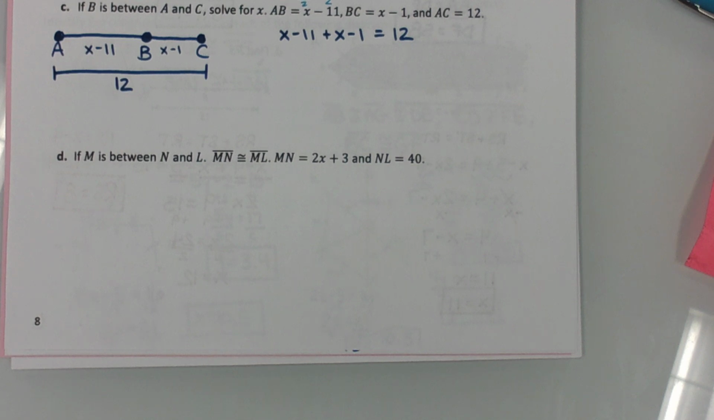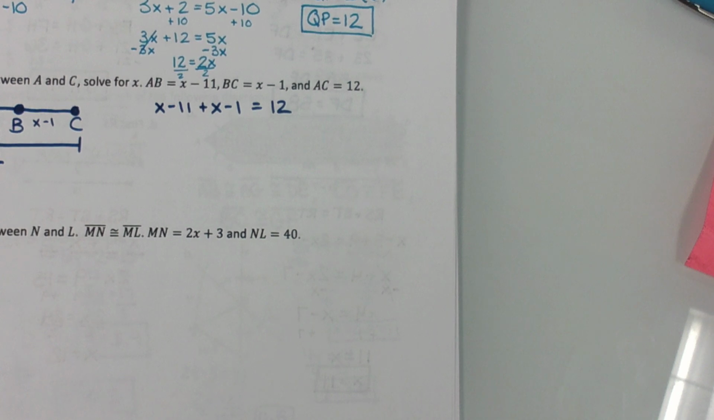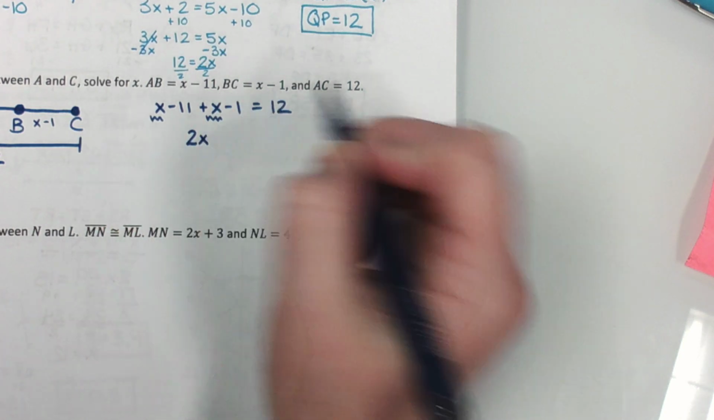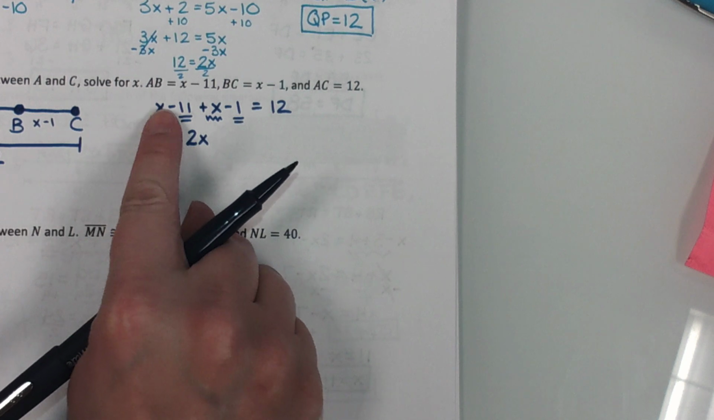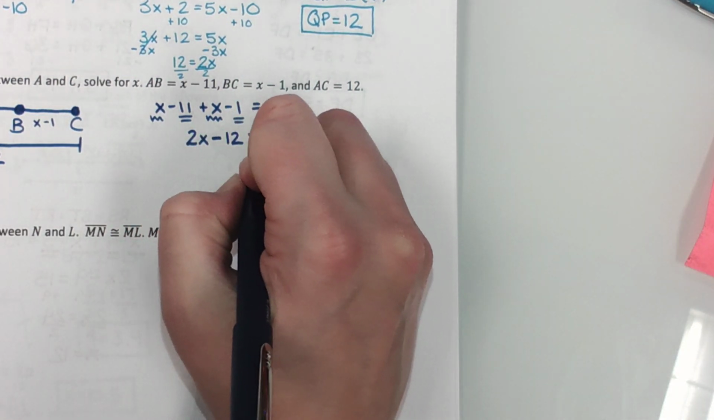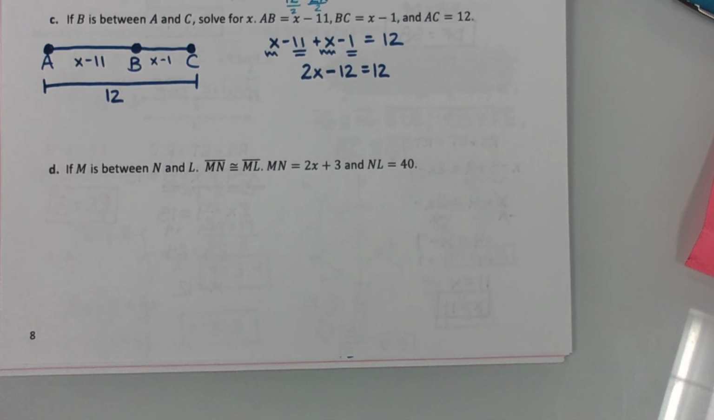If I want to solve this equation, what should I do first? Combine the x's, and what will I get? 2x. And I'm going to combine these at the same time. Be careful with your combining. It is a negative 11 minus a 1, which is a negative 12. It's pretty much just a plus 1 and 11, and then just add a negative in front of it. It is, but that messes with people sometimes.